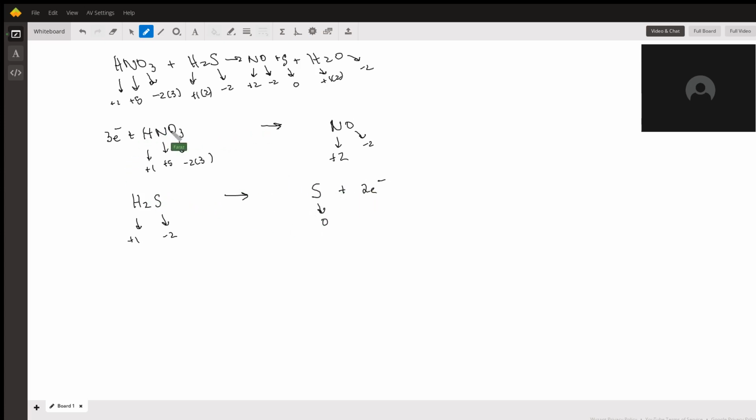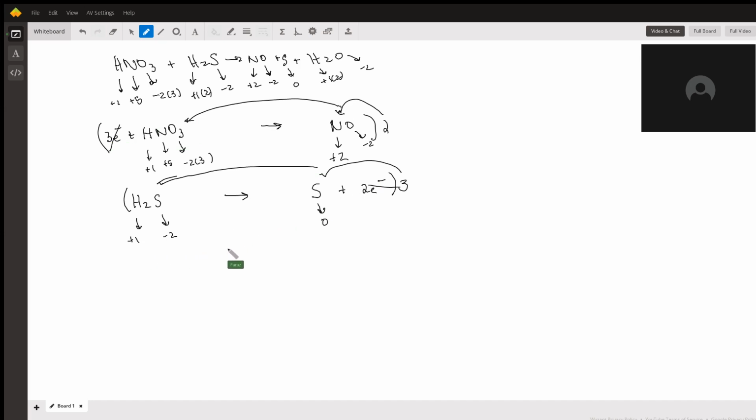Now what I'm going to do is cancel out the electrons. So I'm going to multiply the bottom equation by three and the top equation by two. I'm just canceling out the electrons here. So the electrons are going to cancel out. But this three is still going to transfer here and here. And this two is still going to transfer here and here. And of course, 2 times 3 is 6, and 3 times 2 is 6. That's how the electrons transfer.